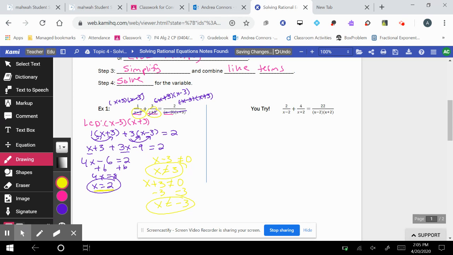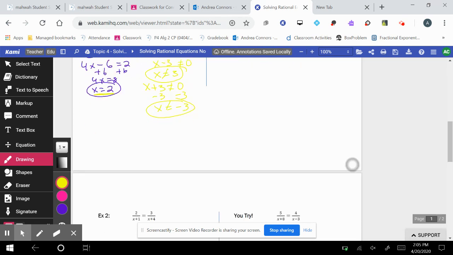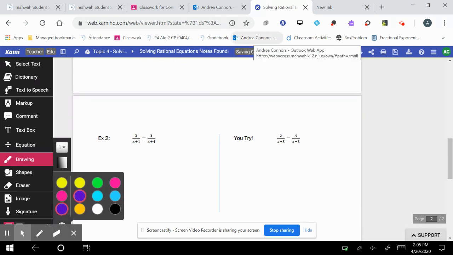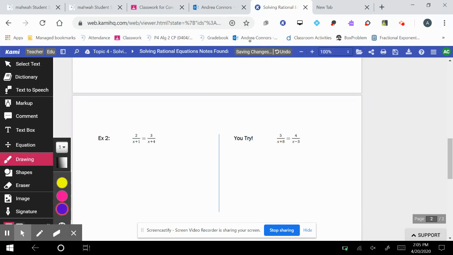You guys try number 2. When I upload the answer key, I will have the answers for each uploaded, so you guys will be able to check your work. For example 2, the nice thing about this one is that you can just cross multiply here. You have two fractions that are equal to each other, so you can kind of skip all the steps and just cross multiply.